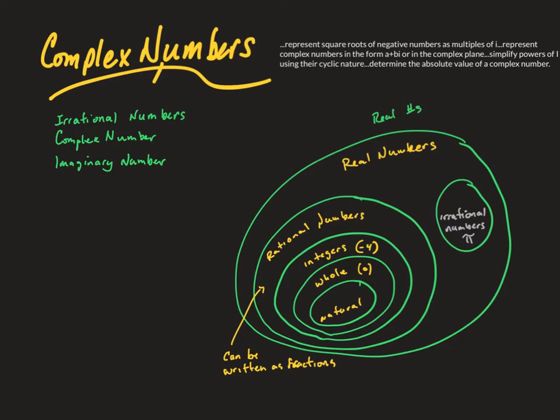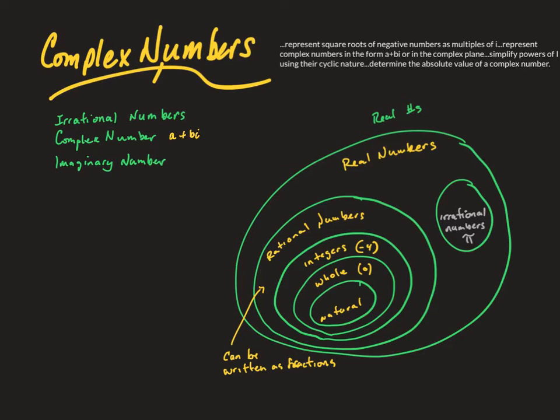Working with complex numbers. Before we can work with complex numbers, we can talk about what is a complex number. A complex number is written in the form a plus bi. a and b are real numbers, and i is going to be equal to the square root of -1. And that's what we're learning now.